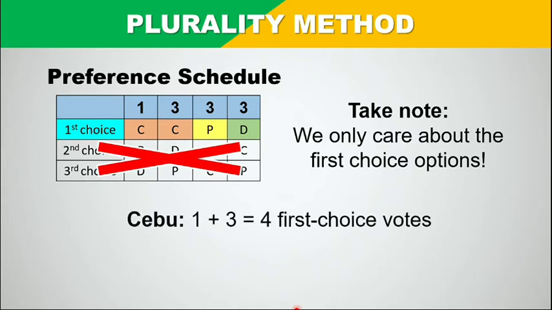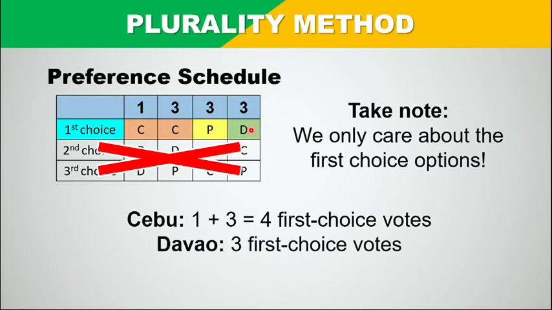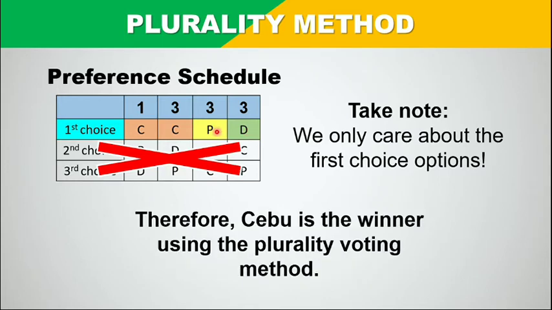Now how about Davao? We will look at this one. We have 3, so Davao received 3 first choice votes. How about Palawan? We also have 3. Therefore, Cebu is the winner using the plurality method because Cebu garnered the highest number of votes. Okay? So that's how the plurality method works.